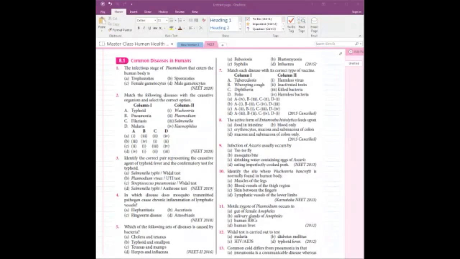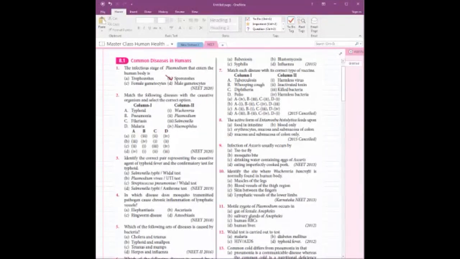Okay, so guys, the infectious stage of Plasmodium that enters the human body, what do you think? Who is that going to be? Yes, very nice. Komal is right. Himanshu is right. Sia is also right. It is going to be your sporozoites.